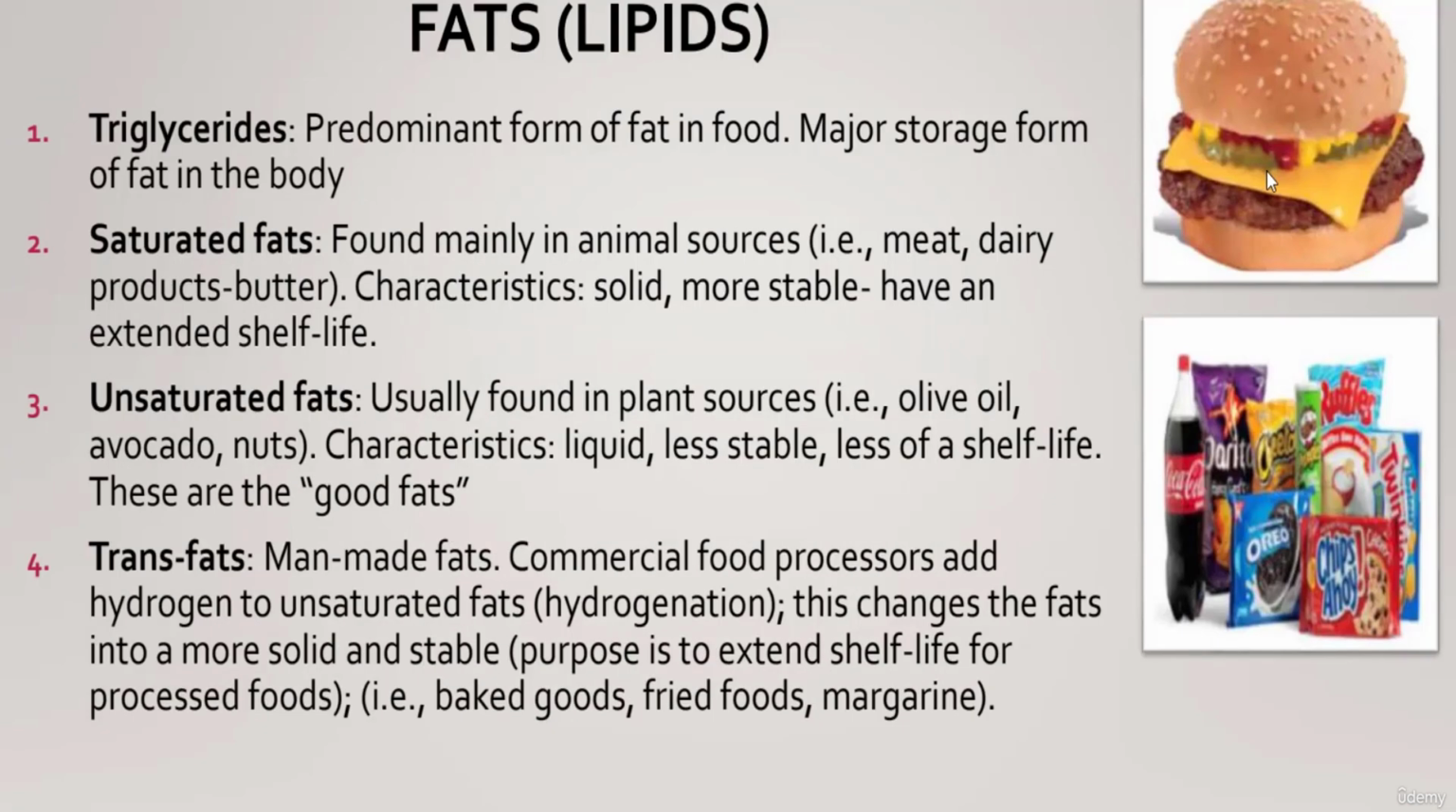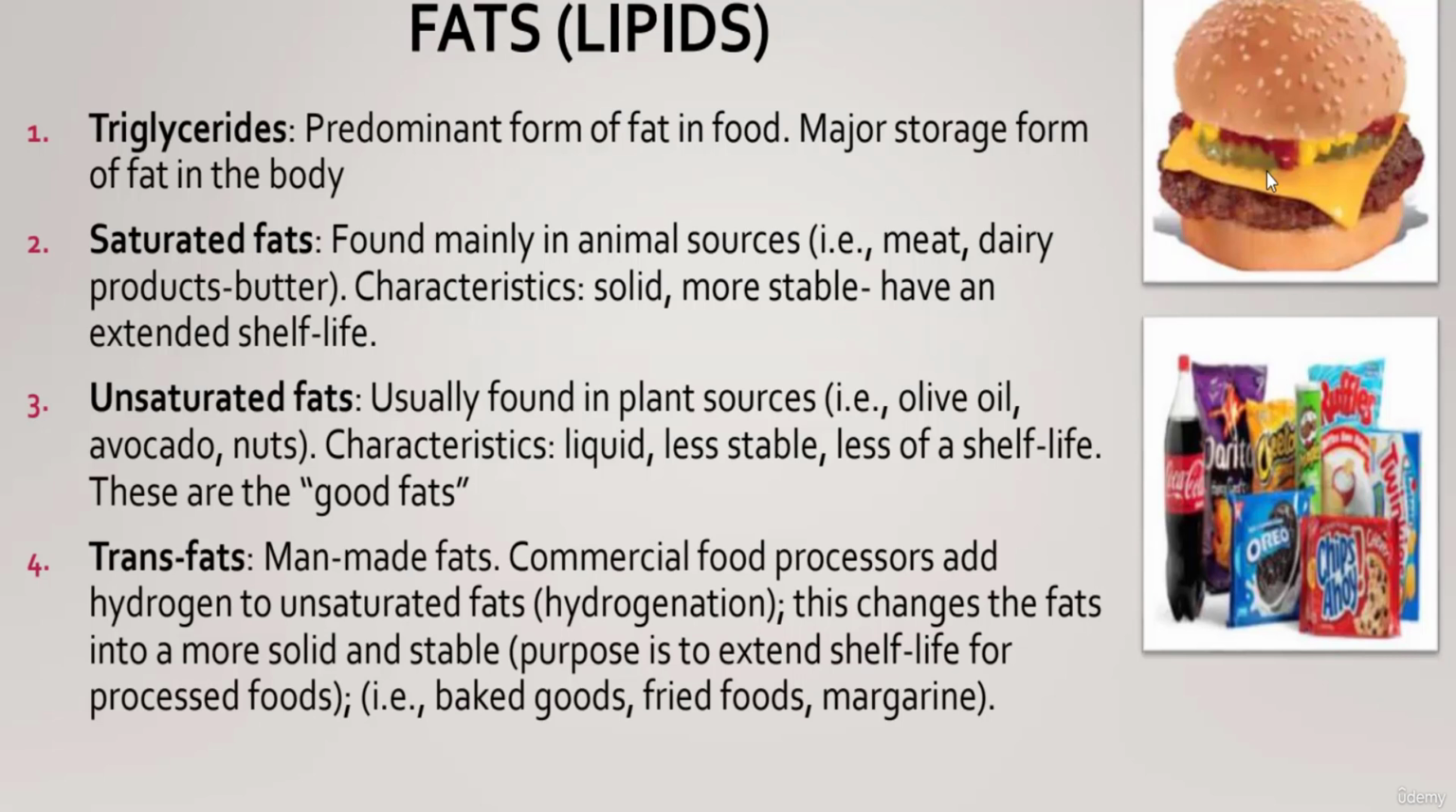So, what are the different types of fats? Of course, there are triglycerides, which is the predominant form of fat in food, okay? Major source of fat in the body. Saturated fats found mainly in animal sources. The characteristics are solid, more stable, have an extended shelf life, etc. Unsaturated fats, usually found in plant sources such as olive oil, avocado, nuts. And trans fats, man-made fats, commercial food, right? Processors add hydrogen to unsaturated fats. This changes the fats into a more solid and stable form. Purpose is to extend shelf life for processed foods like baked goods, fried foods, and margarine.